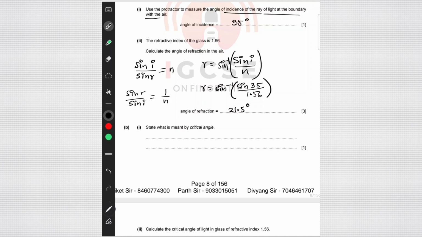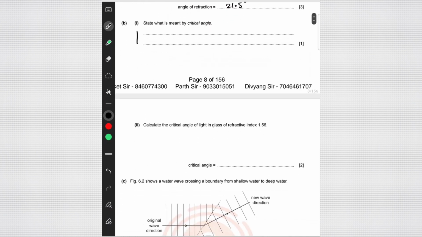State what is meant by critical angle. We have already discussed critical angle. Please copy this answer down here. Even if it is asked more than once, I would like you to answer this, the simple reason being that it has been asked repeatedly and I want you to remember this definition.